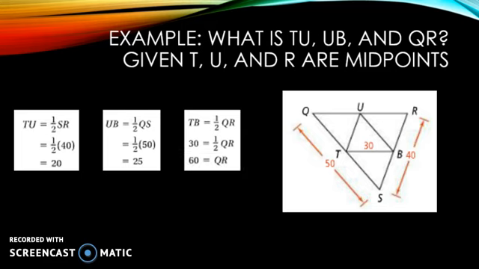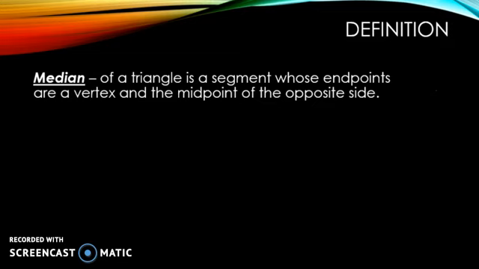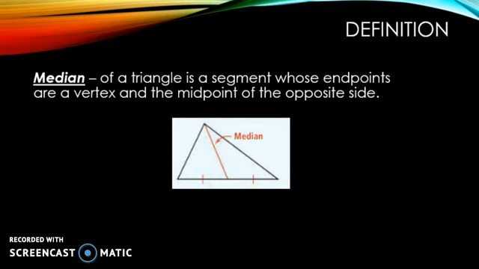Our next definition is a median. A median is a segment of a triangle whose endpoints are a vertex and the midpoint of the opposite side. So it's a line that bisects one of the sides, and it starts at the vertex.